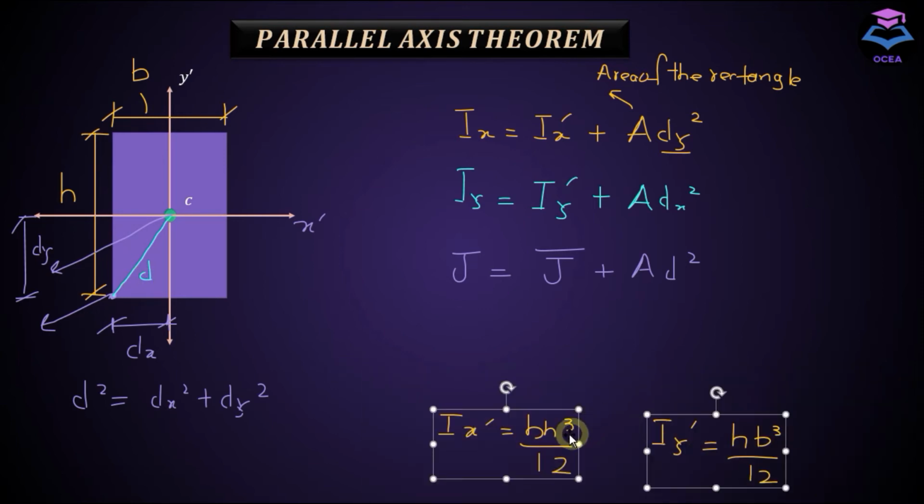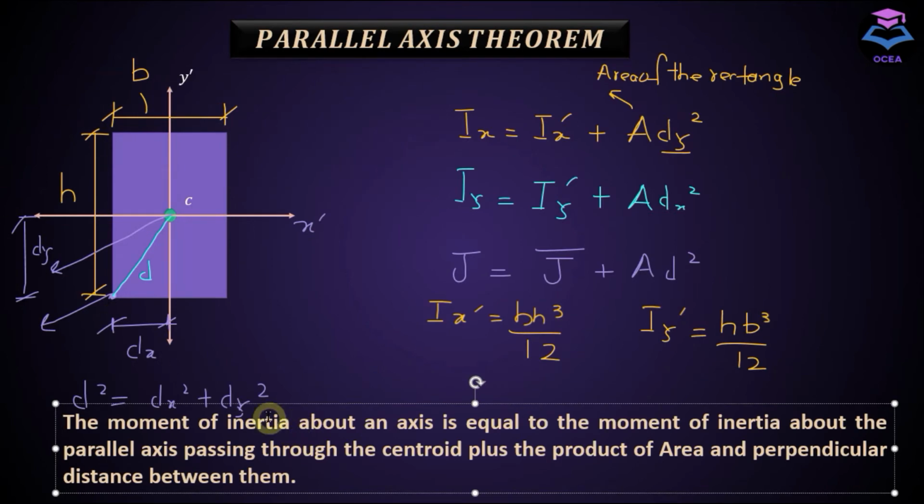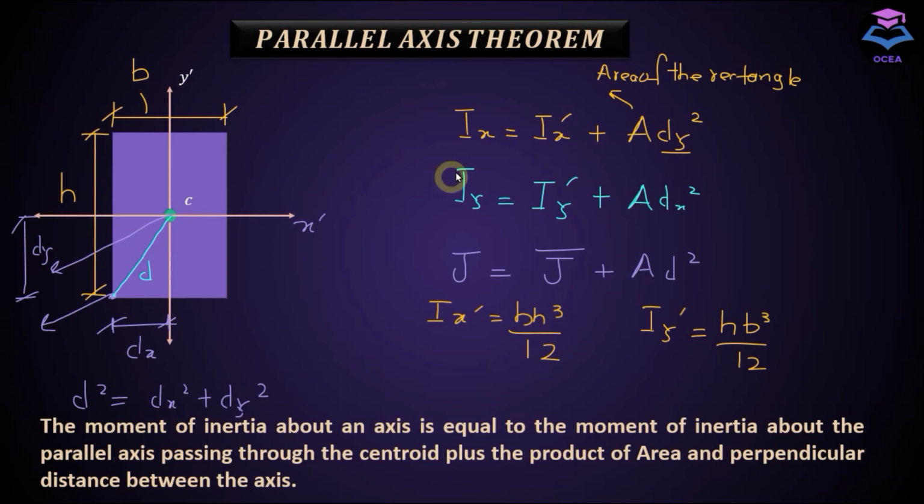Okay, let me move this here. So what does the parallel axis theorem say? The moment of inertia about an axis is equal to the moment of inertia about the parallel axis passing through the centroid. So these are the moments of inertia about the centroidal axis. Let me put a bar here, which denotes that they have to do with the centroid, plus the product of area and the square of the perpendicular distance between the axes, which means this term.